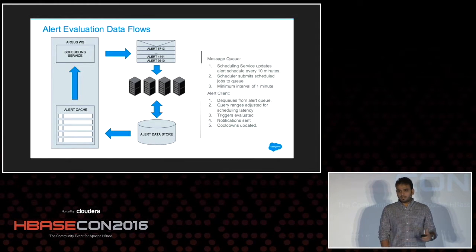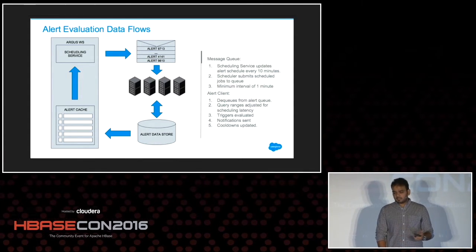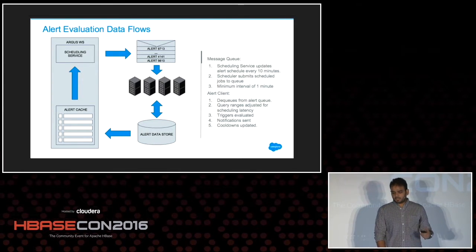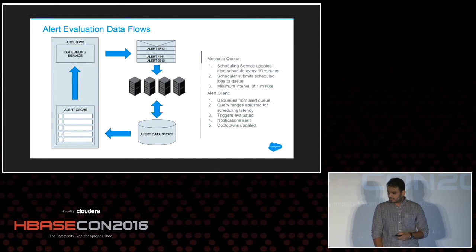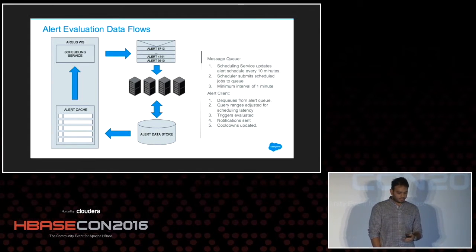We remove the bottleneck by having an army of alert clients that can continuously poll the queue and grab alerts asynchronously or in parallel, and make sure there's not much lag on the queue. So yeah, the alert client dequeues from the alert queue, triggers evaluation, notifications, and cooldowns are updated. Yep, that's a typical alert evaluation data flow.